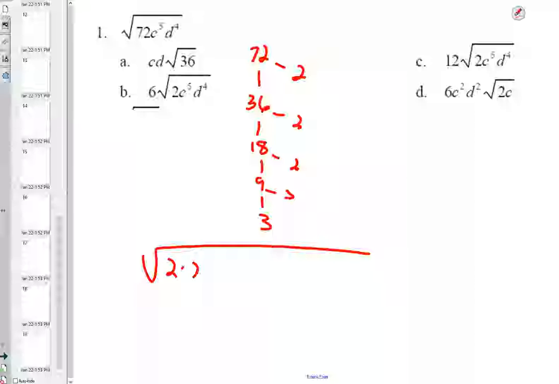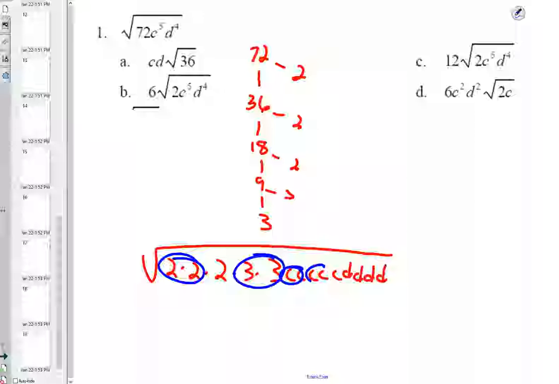There are 3 2's, and then 1, 2, 3, 4, 5 C's, and then 1, 2, 3, 4 D's. And now let's go pick pairs. I got a pair of 2's, a pair of 3's, 2 pairs of C's, and 2 pairs of D's.